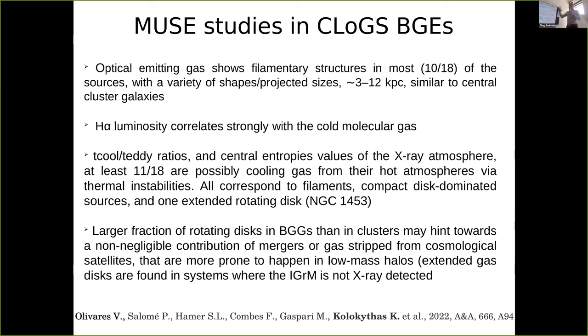So all of them correspond to filaments or compact disc dominated sources, and only one of them, NGC 1453, presents an extended rotating disk. So this larger fraction of rotating disks in brightest group early type galaxies than in clusters may hint towards a non-negligible contribution of mergers or gas stripping from cosmological satellites. It is more prone to happen in low mass halos, and extended gas disks are found in systems where the intra-group medium is not X-ray detected. So as well, from the optical side, we have some confirmation of the merger origin of the gas.